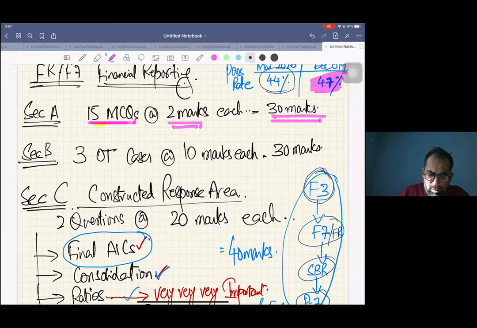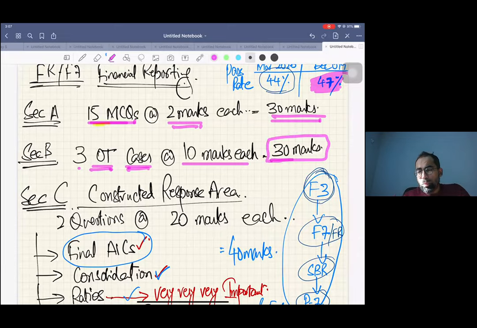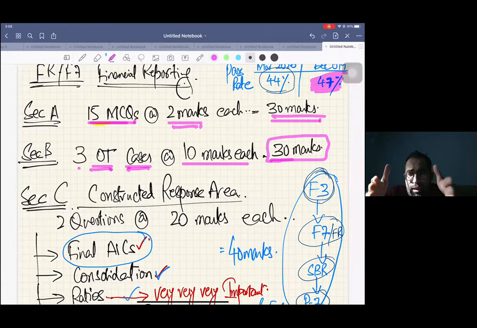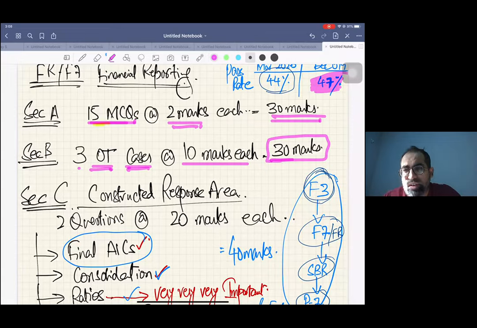Okay. Now, the second area is section B. In section B, you will have 3 OT cases, objective test questions, 10 marks each, that is 30 marks. Now, hope you remember the OT cases, like in the F3 paper, the last 30 marks. Just think over it. An OT case is a scenario based question with 5 MCQs, or 5 boxes, right?